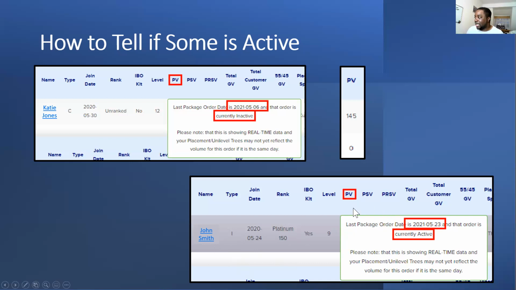But the PV is obviously the personal volume. If someone is an IBO and they have no personal volume, it means that they're just an IBO, just a builder. They have no personal volume, so they're just paying for the IBO pack and that's it. They just want to come in to build. They don't have access to any education. They only have access to the IBO education, so they don't have access to Go Live or anything like that.